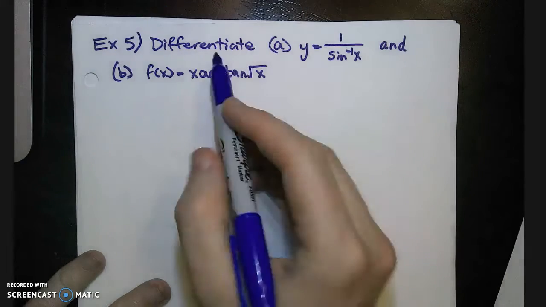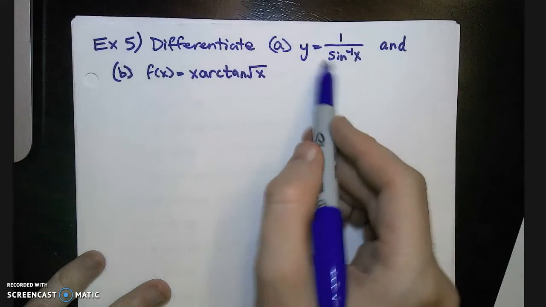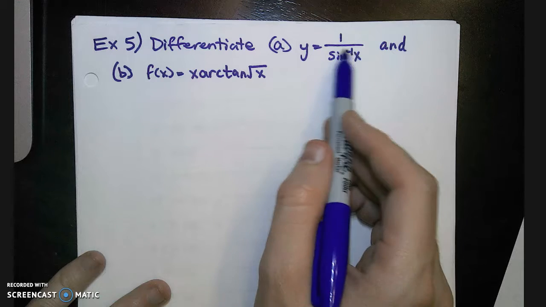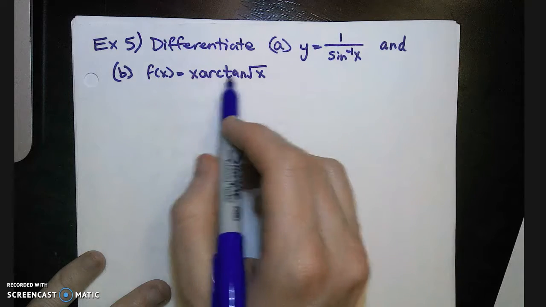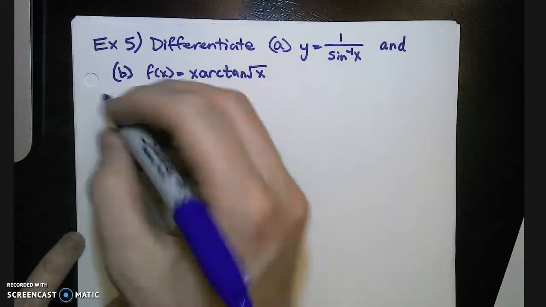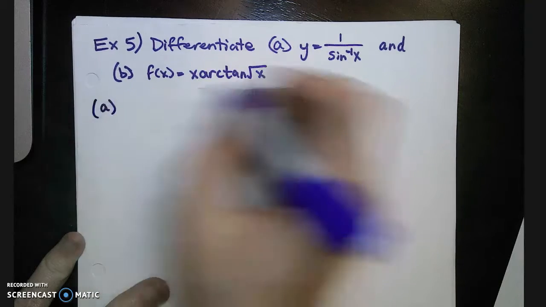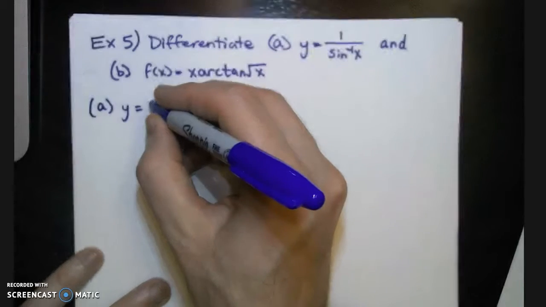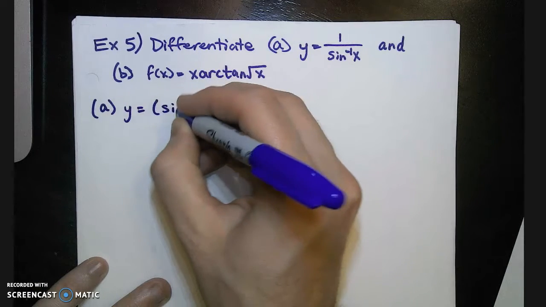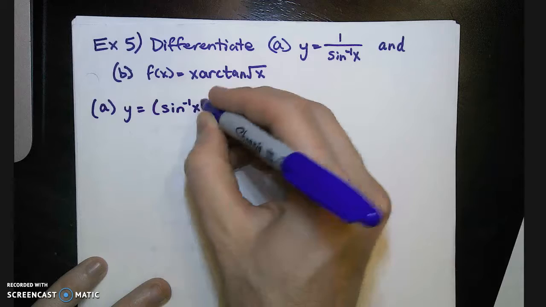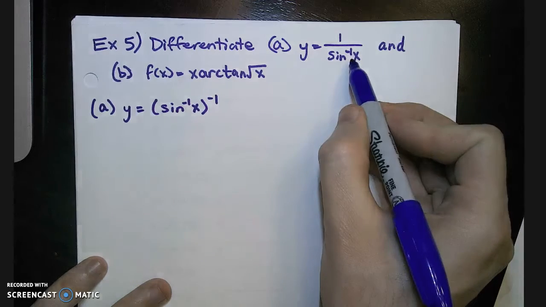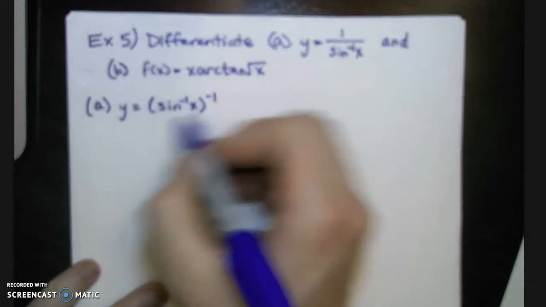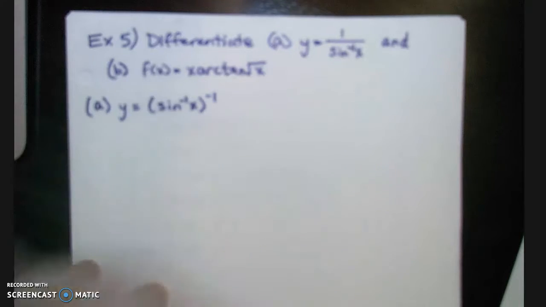In this example, we're going to differentiate two functions where there are inverse trig functions. Here I've got an inverse sine. Remember, arctan is the same thing as inverse tangent. So starting with A, we can rewrite this function as a negative exponent. So we could rewrite this as inverse sine to the negative first, since it's on the bottom. And then we would use a chain rule to find this derivative.